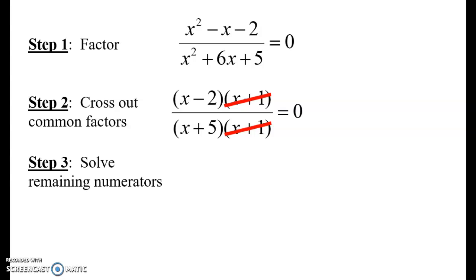Then we go to step 3, which is solve the remaining numerators. We only have one remaining numerator, the x minus 2. So we set that equal to 0, and then solve for x. So x will equal 2.